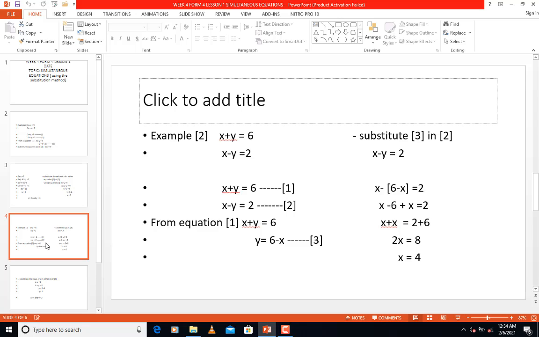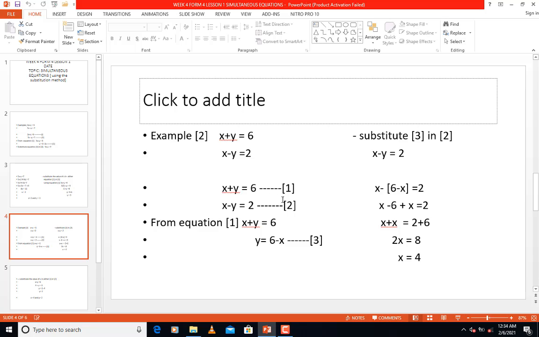Let's look at example 2. In example 2, we are given x plus y is equals to 6, x minus y is equals to 2. These are the two equations. Now let's do step number 1. Let's give them names. X plus y is equals to 6, equation 1. X minus y is equals to 2, equation 2.